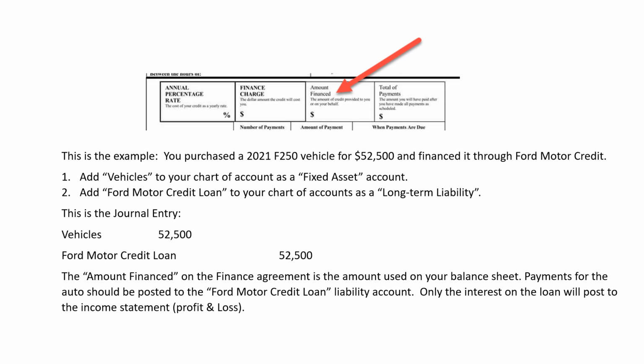Payments for the auto loan should be posted to the Ford Motor Credit loan liability account. Only the interest on the loan will post to the income statement and your profit and loss.